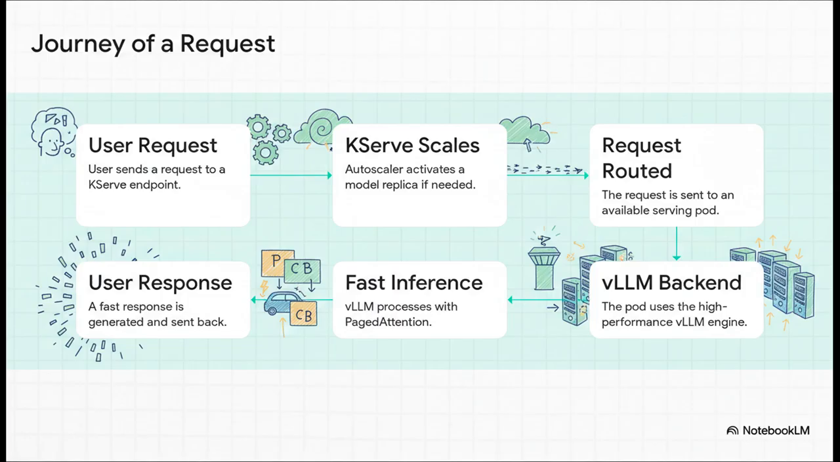A user sends a request. KServe, the air traffic controller, intelligently routes that request to a running model or spins one up automatically if it needs to. Then, inside that running instance, vLLM acts as the supercharged engine, using PagedAttention and all its tricks to process that request at maximum speed before firing the response right back to the user.